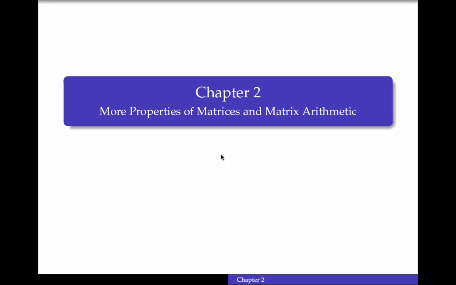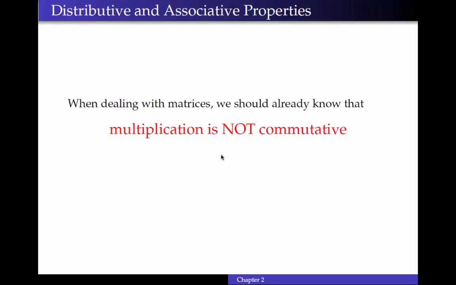Okay, it's time to revisit the end of Chapter 2 and talk a little bit more about properties of matrices and matrix arithmetic. By now, we should already know that multiplication is not commutative in linear algebra. What that means is that A times B is not the same as B times A. Order of multiplication matters in a big way. Oftentimes, one order will be defined, and the other multiplication won't even be defined.